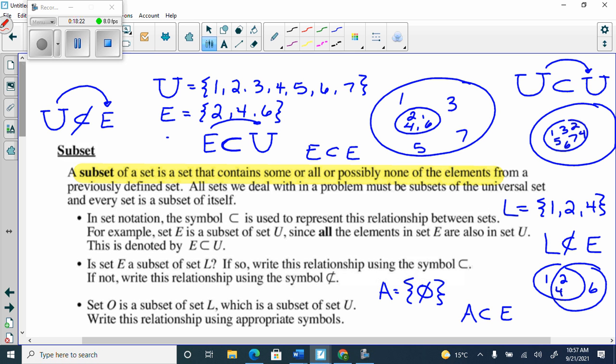This 0 with a slash, it's not a 0. It means empty set. So 0 with a slash means there's absolutely nothing in that set. So it contains nothing. It's empty.